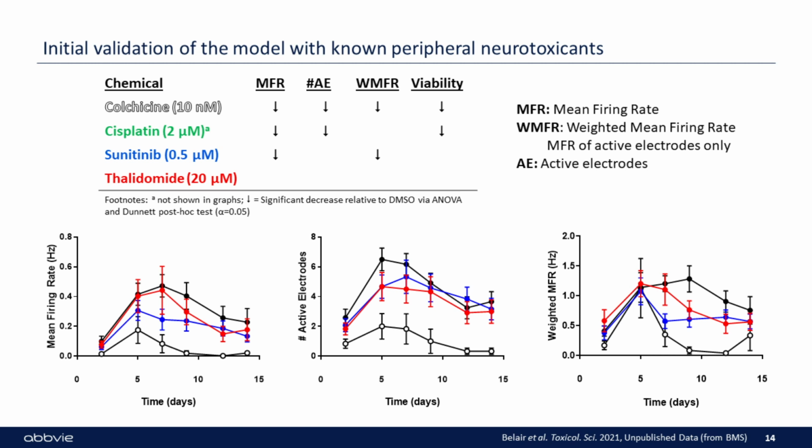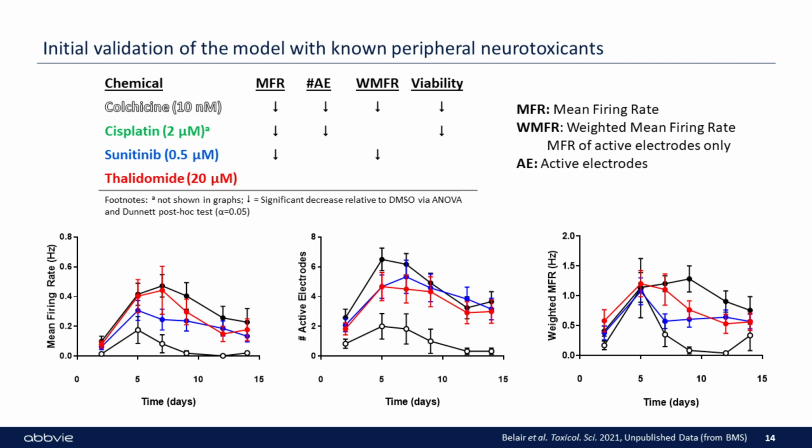These are our initial validation results of the model with known peripheral neurotoxicants. We used 4: colchicine, which is a microtubule inhibitor; cisplatin, which is a platinum-containing compound; sunitinib, which is a receptor tyrosine kinase inhibitor; and thalidomide. We looked at 3 main metrics: mean firing rate over time in culture, the number of active electrodes in each well in culture over time, and the weighted mean firing rate, which is essentially the mean firing rate normalized to the number of active electrodes.